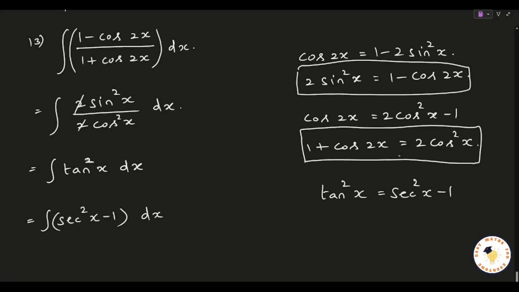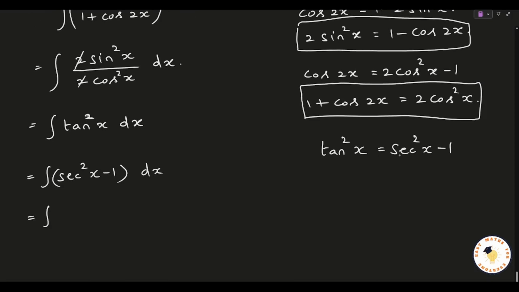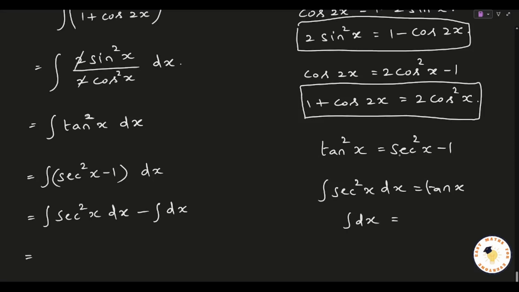into dx. Now we can split this into two integrals, like integral secant square x dx minus integral dx, and we know integral of secant square x dx equal to tan x, and integral of dx will be equal to x. So this can be written as tan x minus x plus c.